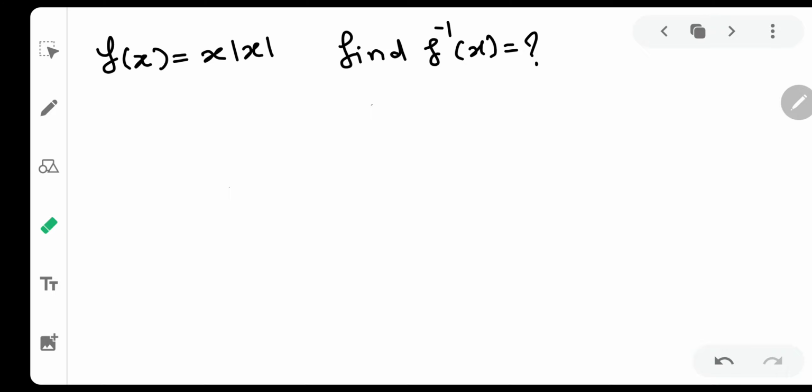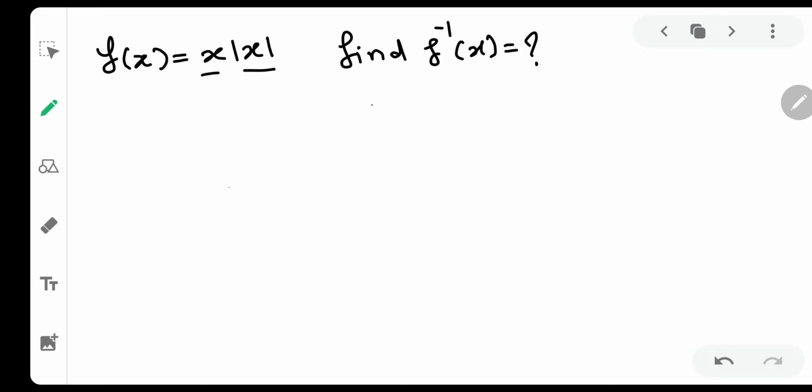Now today we are going to learn a very important JEE Advanced concept in which we find out f inverse x. But we are going to learn it very conceptually and graphically. Okay, so let us start. Suppose you are given a function f(x) which is equal to x times mod x. Then we need to find out f inverse x.